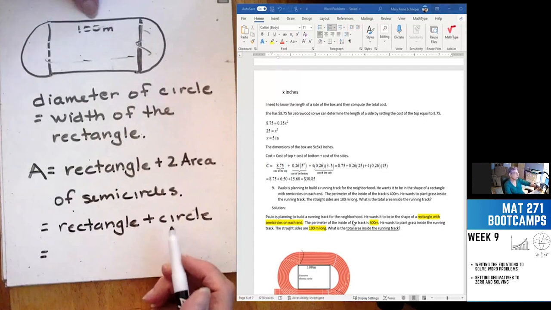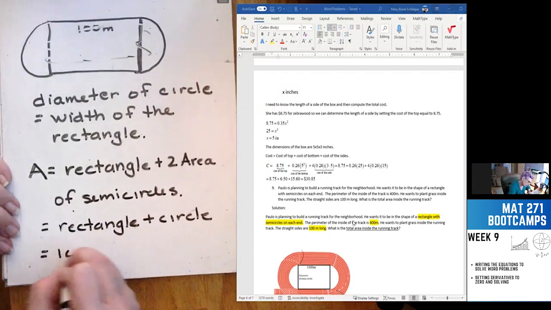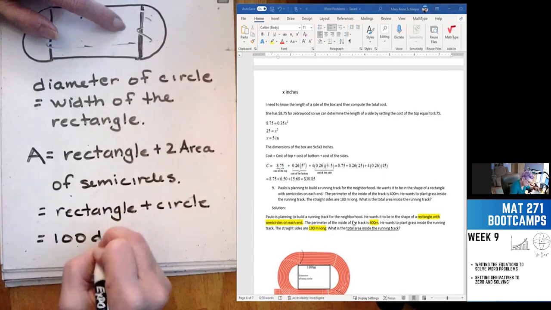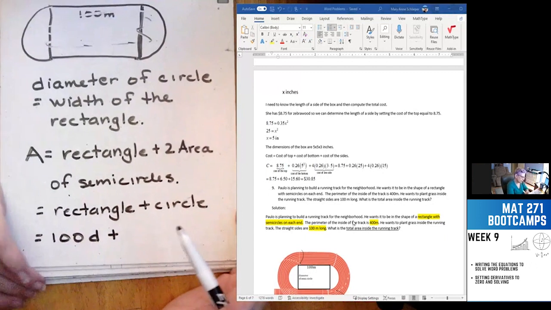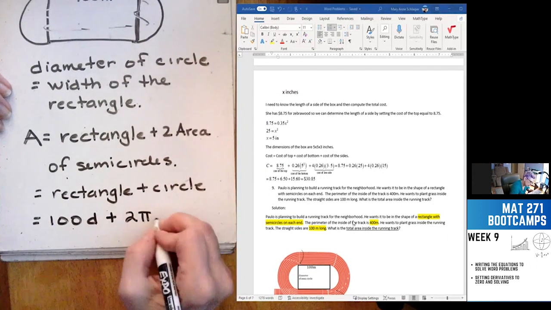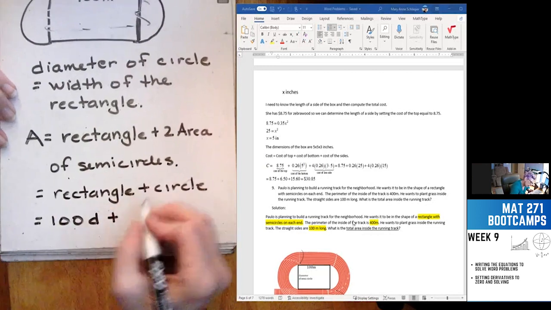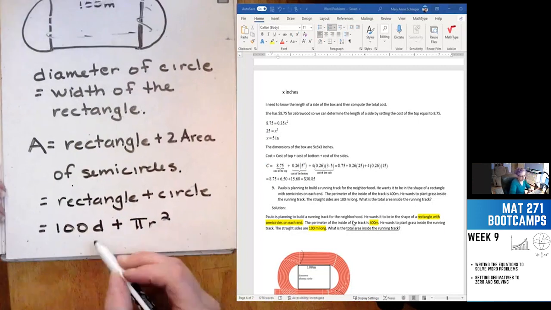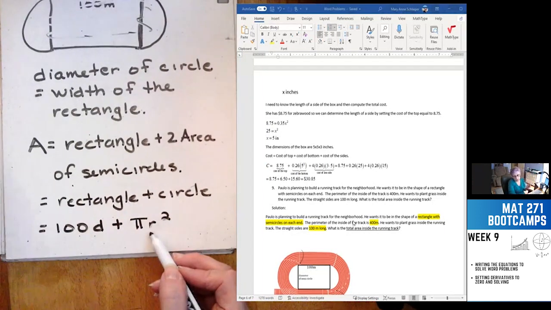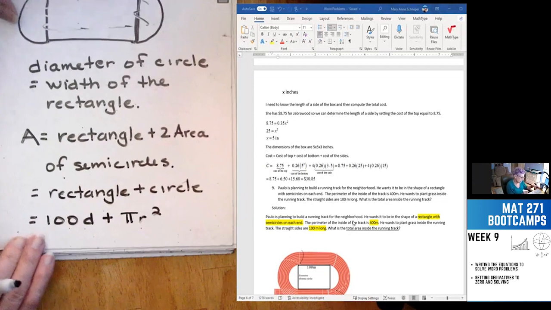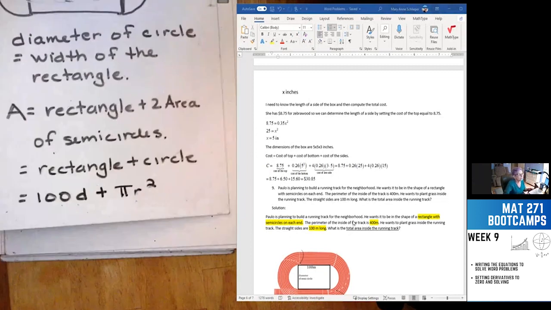And the rectangle is going to be 100 meters times the diameter plus the area of a circle, which is pi times the radius squared. So diameter is twice radius. So if we can figure out what the diameter is, we can figure out what the radius is. Life is good. Those two are buddies. If we have one, we have the other.